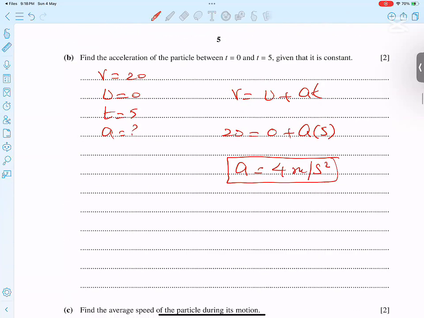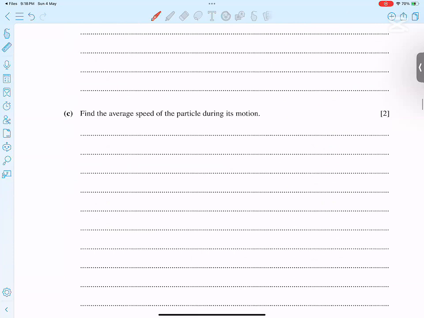Let's talk about the next one: average speed. What is the average speed formula? The basic formula for average speed is total distance divided by total time.